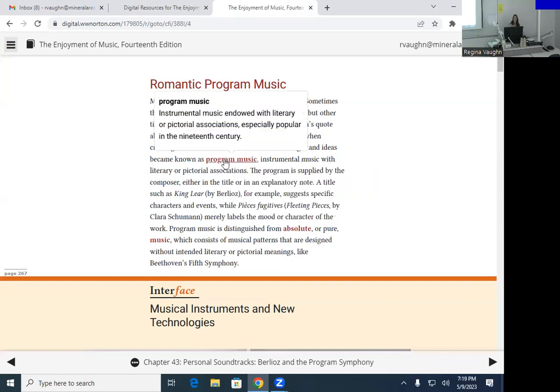But program music is meant to tell a specific story. If you've ever seen The Sorcerer's Apprentice in Fantasia, that's a piece of program music. The story that they tell through the animation is the actual story that is meant to be told by that particular piece.